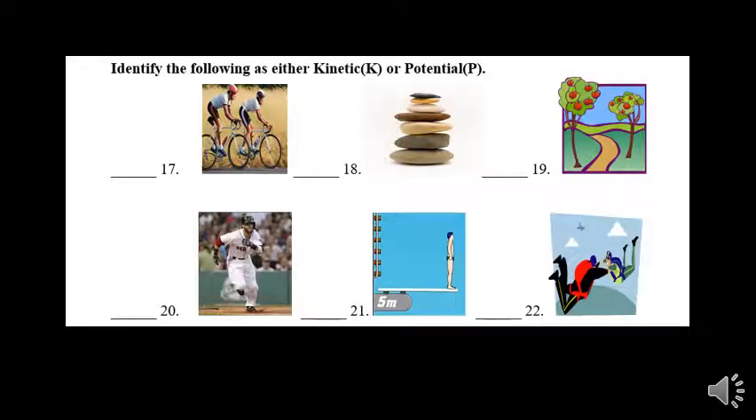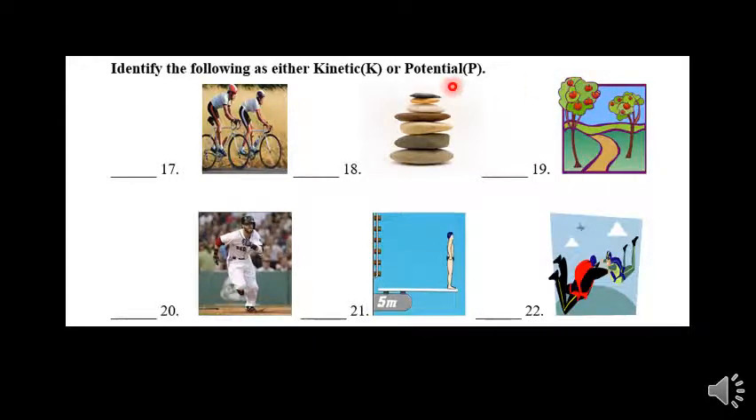Identify the following as either kinetic or potential. Well, kinetic is the energy of motion, and potential is the energy of position, meaning like gravitational potential is how high it is above the ground. The higher it is, the more potential it has. When it falls, it'll turn that potential into kinetic energy, and the higher it is, the more kinetic energy you can get. So it's called potential energy.